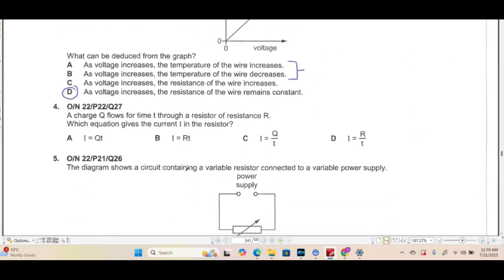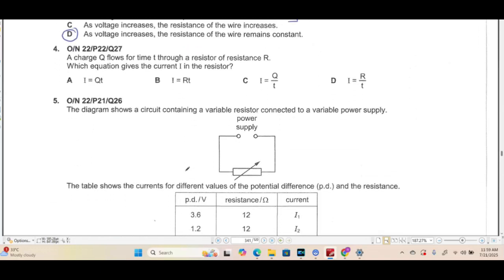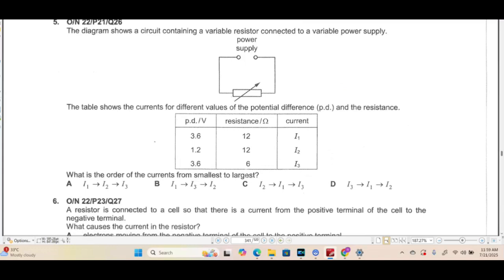Question number 4. A charge Q flows for time t through a resistor of resistance R. Which equation gives the current I in the resistor? I has to be I is equal to Q over T. So this is wrong, I is equal to RT. This is wrong. I is equal to Q over T, this is our correct option. I is equal to R over T is wrong as well.